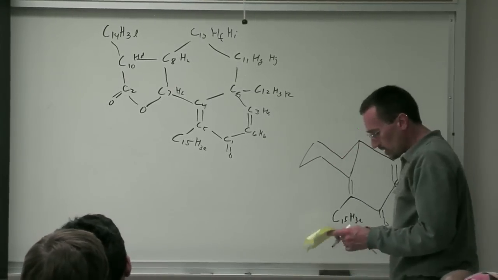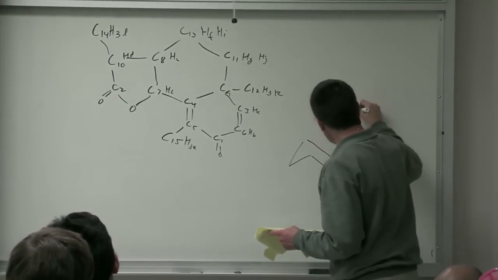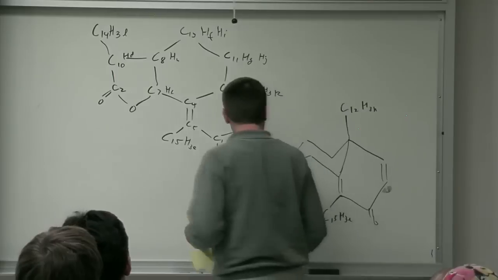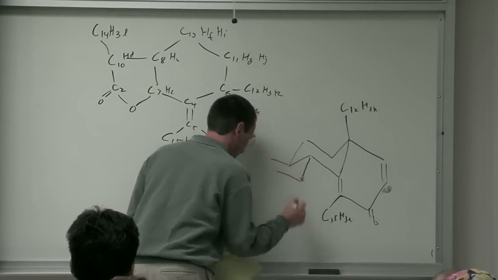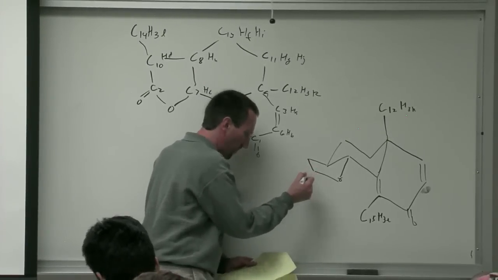All right, and let's take a stab. I'll put in an angular methyl, an axial methyl, that's C12H3K. And let me just start. The one thing I can do is draw chairs. And once you're dealing with a 5-membered ring, you sort of fake it.